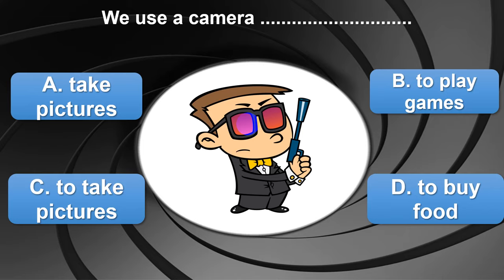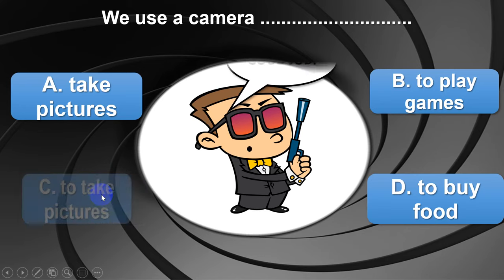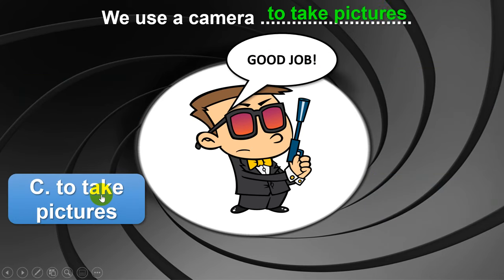Number one, we use a camera. A, take pictures. B, to play games. C, to take pictures. Or D, to buy food. So, which one is the correct answer here? 5, 4, 3, 2, 1, thumbs up. And the answer is, good. Yeah, to take pictures. Now everyone listen and repeat. We use a camera to take pictures.